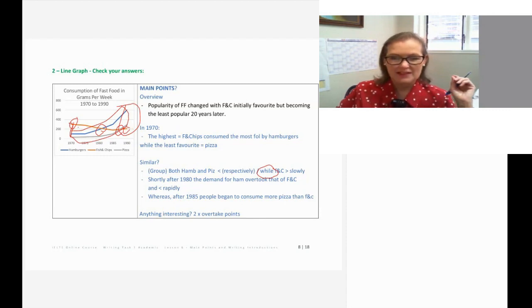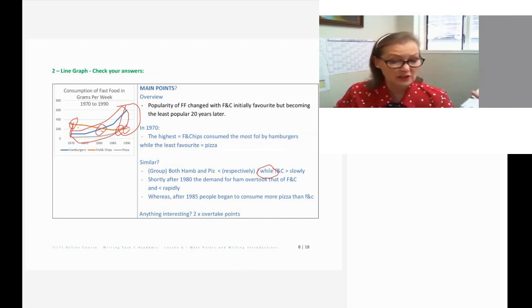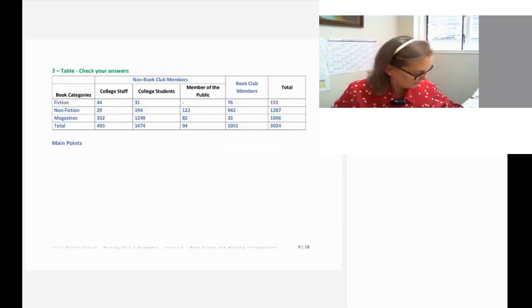Okay, let's have a look at the main ideas for the table. And that's what we're looking at tonight, is we're looking at pulling out main ideas. What are we going to write about? So once again, we'll just have a look at this table and let's have a look.